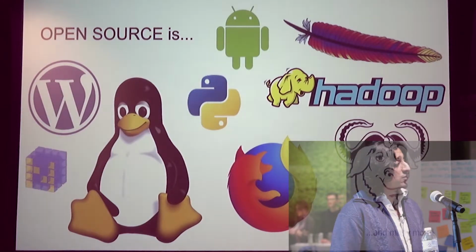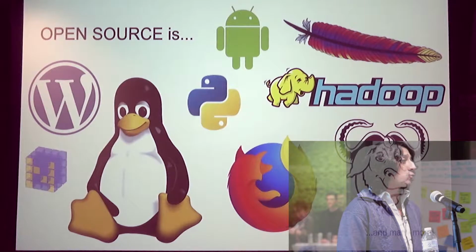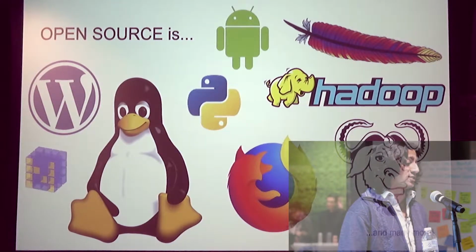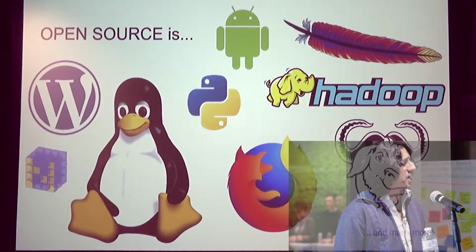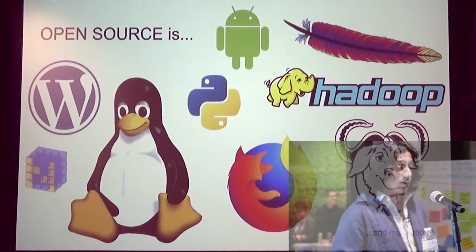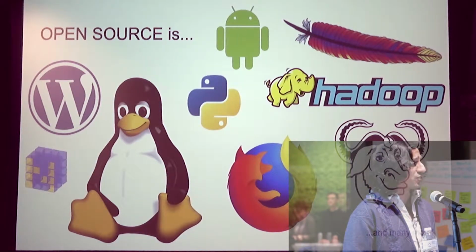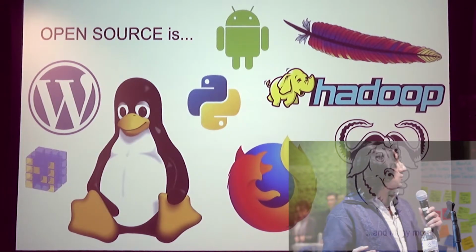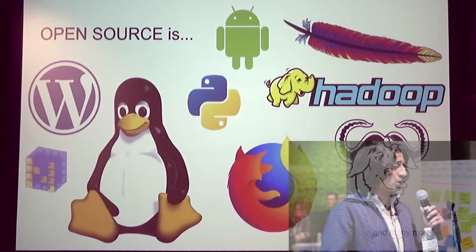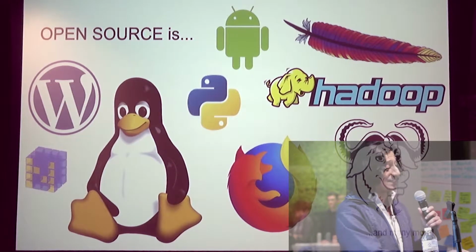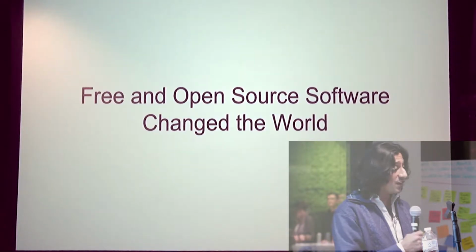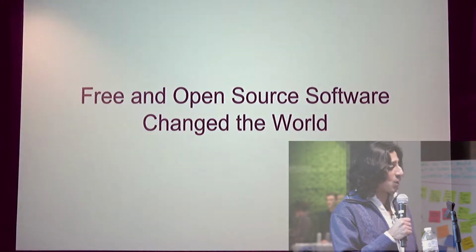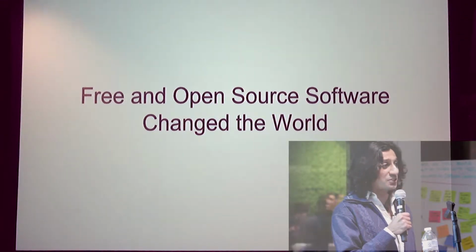So what is open source? Open source is free software that is released under a license. A lot of organizations have taken up this model of software delivery. So famously closed source companies like Microsoft now have products like Visual Studio Code, which are released under the MIT license. I don't really want to sound too much like Richard Stallman, but free and open source software changed the world.